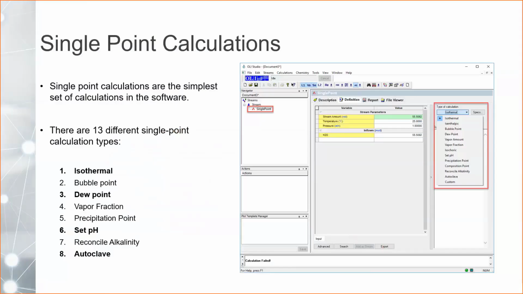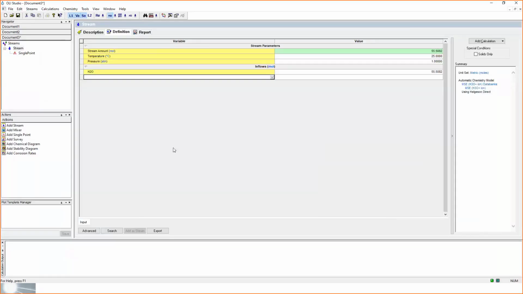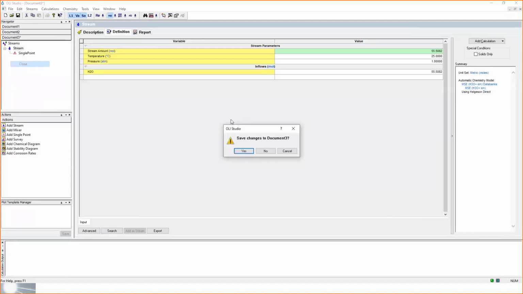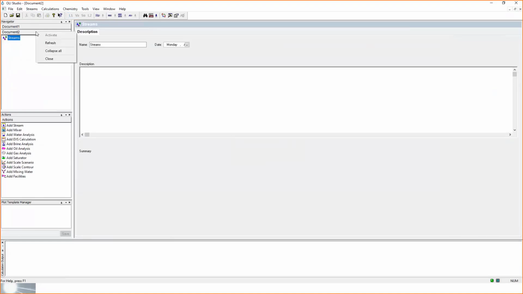Okay, so let me just bring the software one more time. I want to talk about these different single points that we have. I'm going to close these documents here. So right click on document 3 and say save changes. No, I don't want to save changes. Right click and say close. And we're going to stay in this document here, okay?